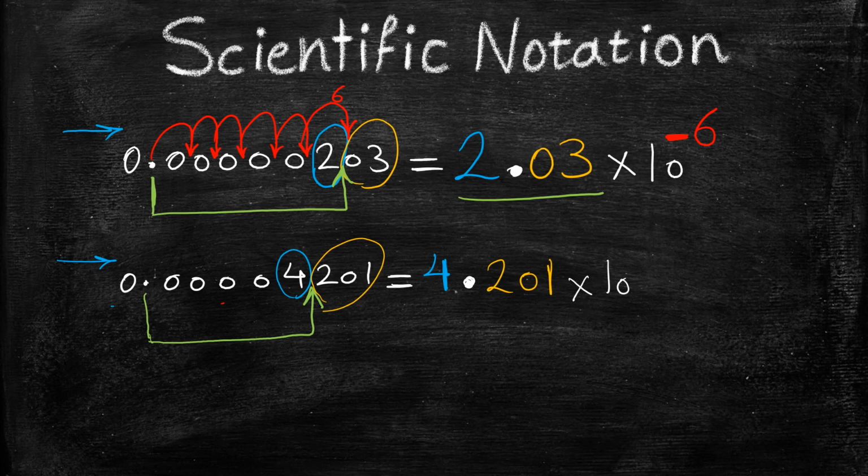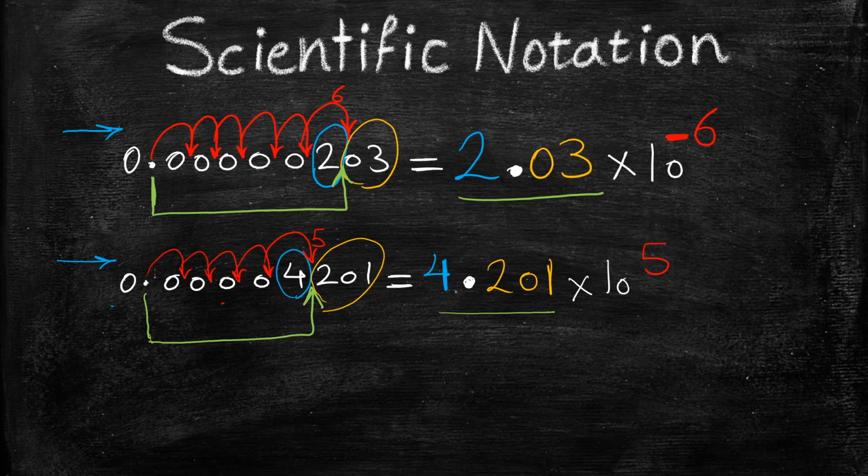In the new representation of the number 4.201, the decimal point has moved from here to between 4 and 2. Let's count how many positions. It's 1, 2, 3, 4, and 5. 5 positions. So the power of 10 is 5, but is it negative or positive?